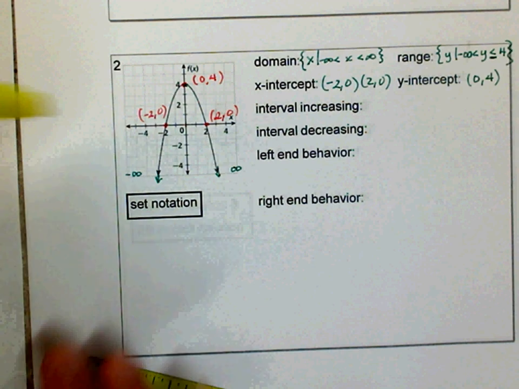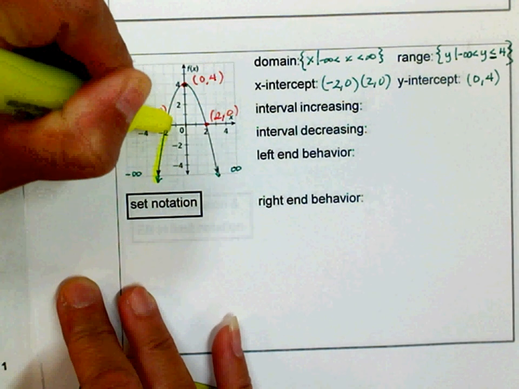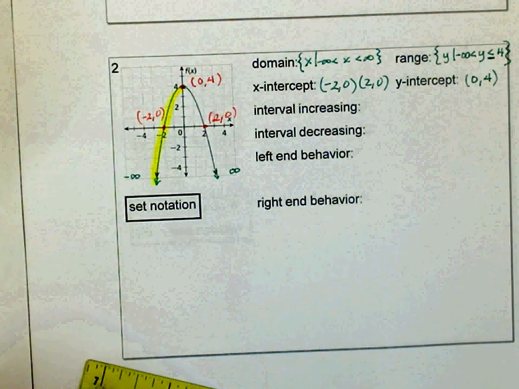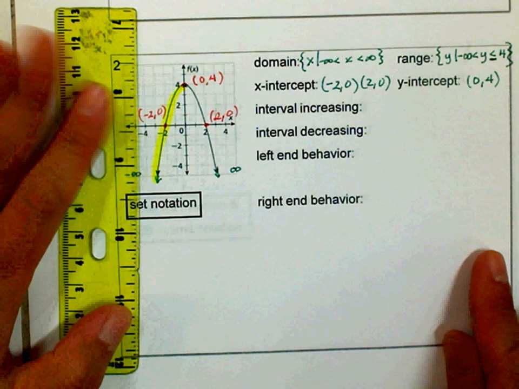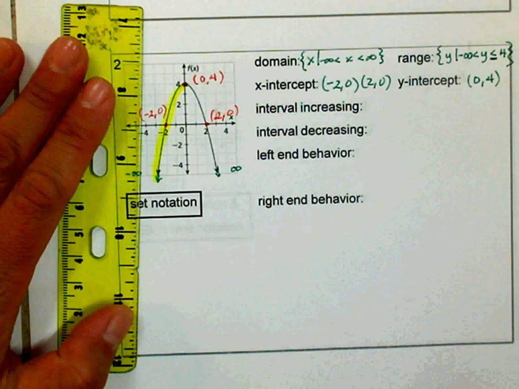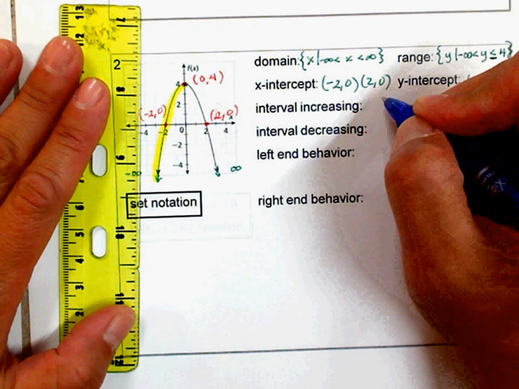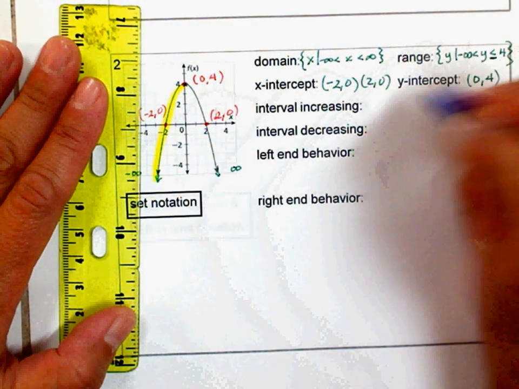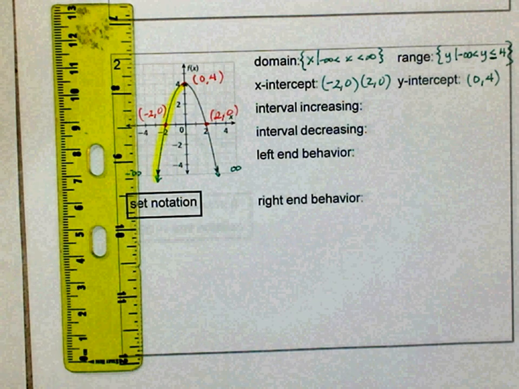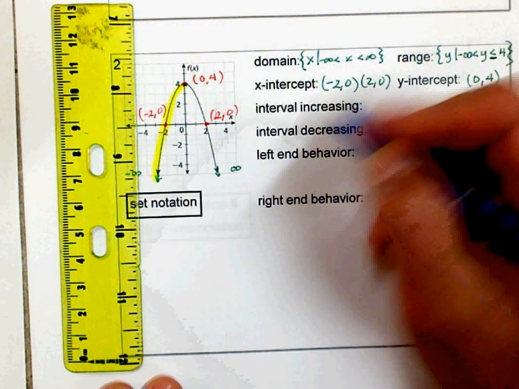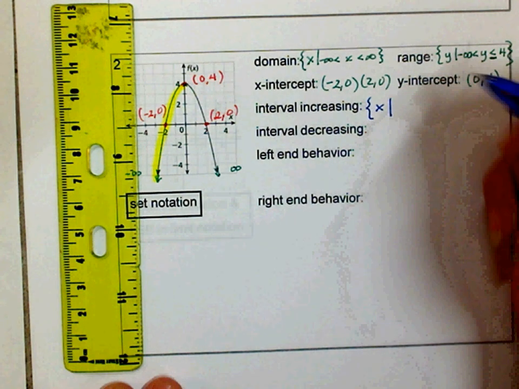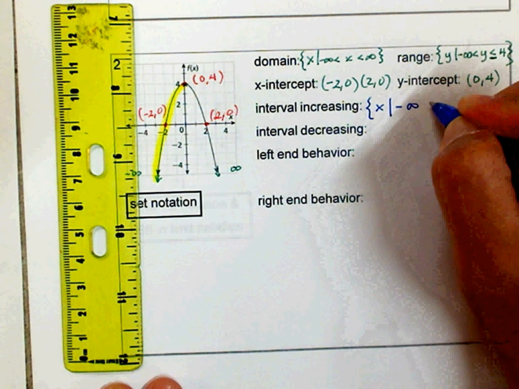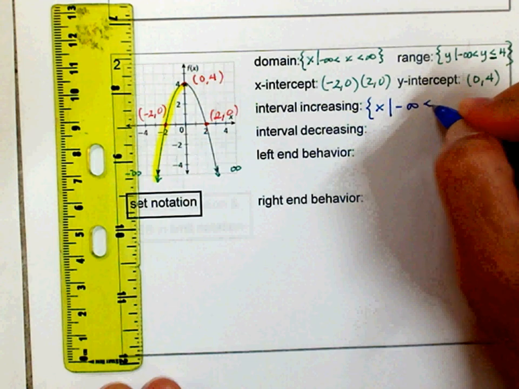Interval increasing. I start here at the left. Where's my graph going? It's going up. Notice I put my hand right there, or my ruler right there. So where is it going? Well, it is going from negative infinity, not the preferred method, okay? But I'm going to write it because I asked for you to write set notation. So x, what is x doing? It is going from negative infinity all the way to 0.